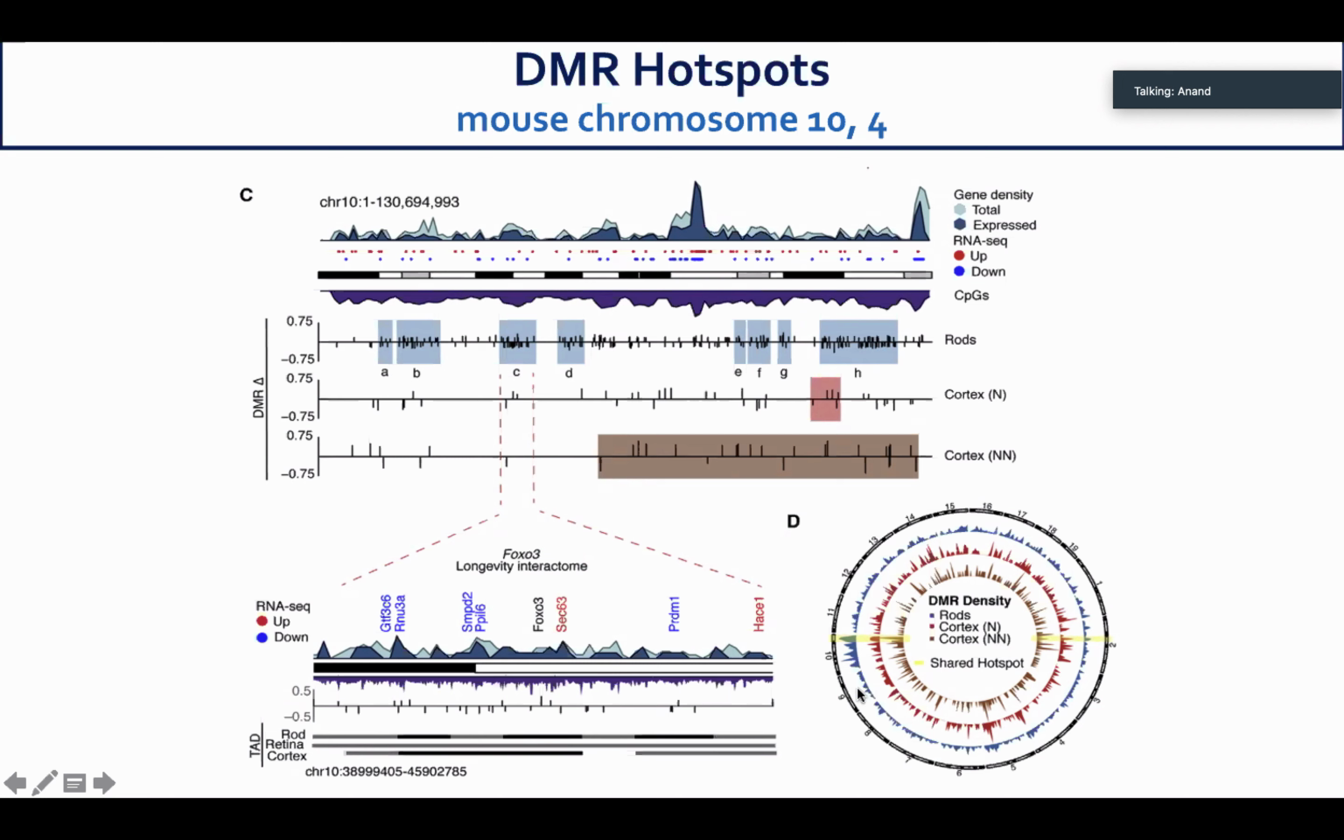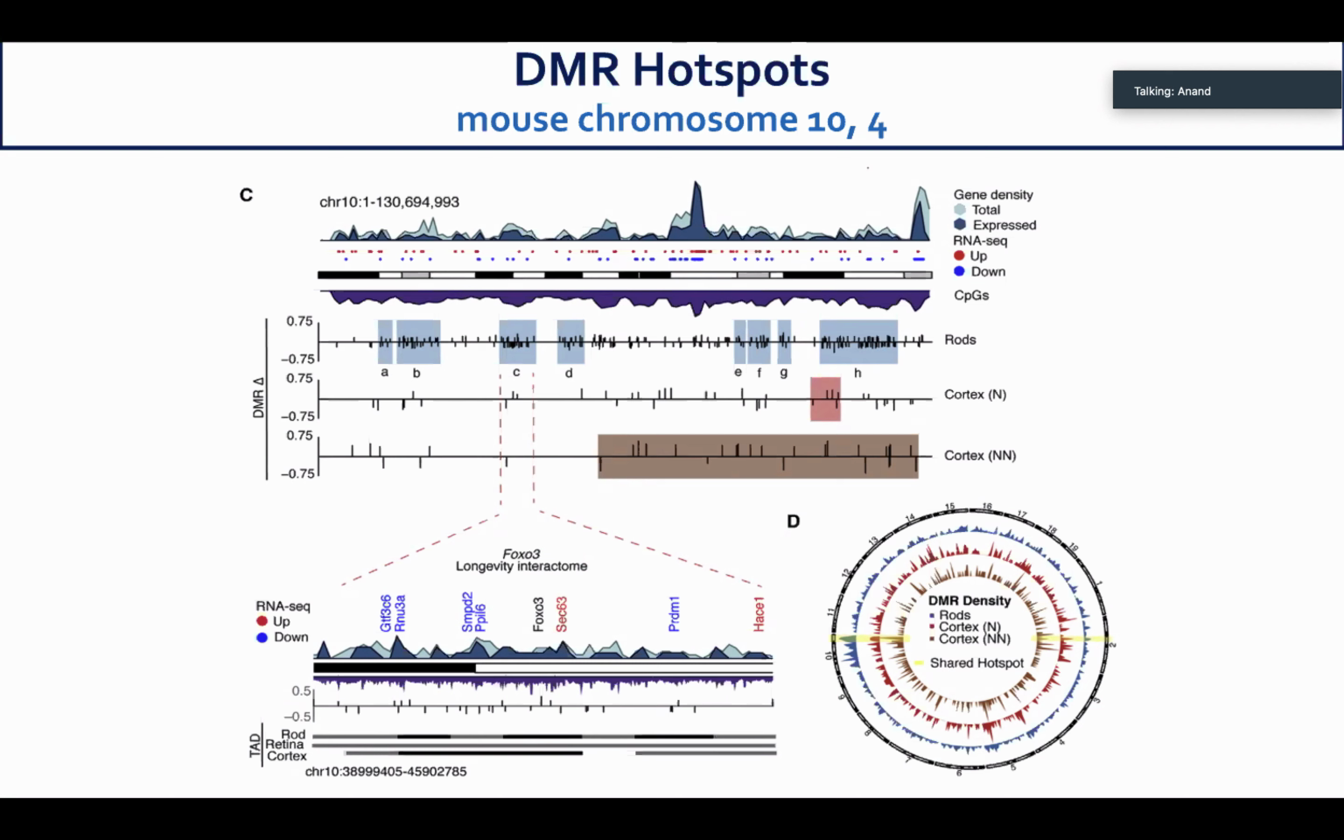Okay. Now you can start looking at where there are certain kinds of hotspots where you see a lot of DMRs. So you can make conclusions that there may be DMRs that are common whether you are a rod, or a cortex neuron, or a non-neuronal cell within cortex. So there could be common DMRs in all of them. Then there could be DMRs that are clustered specifically in rods, or specifically in all neurons. So you can find any of those things.